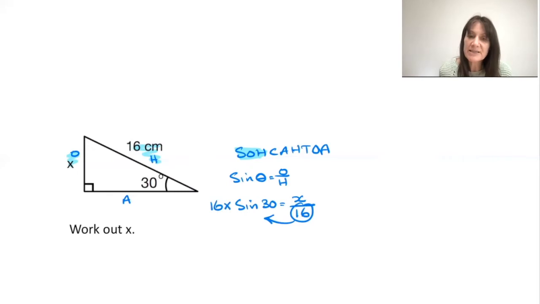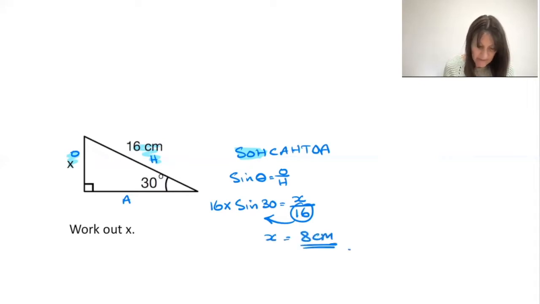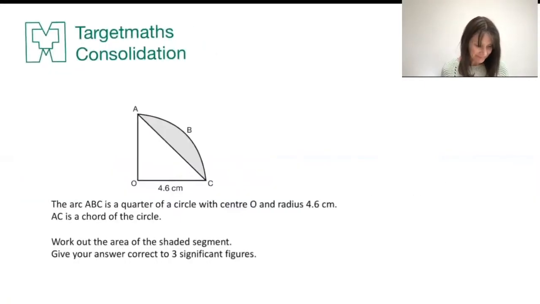Take the divide by 16, it lands as times. I want to get X on its own, remember. And then 16 times sine 30 gives me X equals 8. And that will be centimeters as my final answer. Nice that it came out with a whole number. Doesn't often happen. Okay, next question.